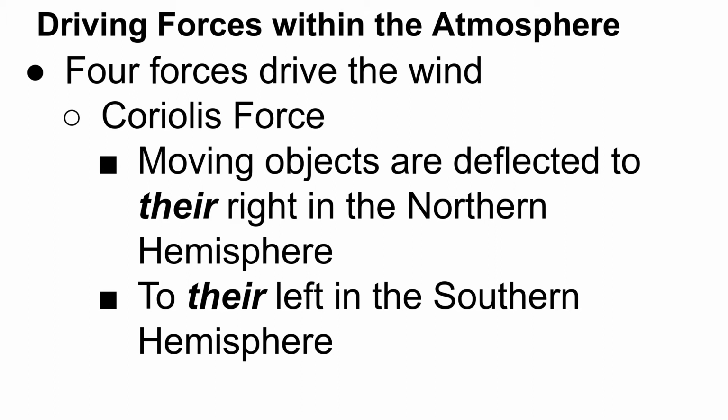So Coriolis force is caused by the different speed and rotation of Earth. At the equator, Earth is spinning about 1,000 miles an hour, and at the poles, it's spinning 0 miles an hour. So everything that travels from the equator to the poles is moving sideways and keeps that sideways momentum. So as they move north, they're deflected to their right. As objects move south from the equator, they're deflected to their left.